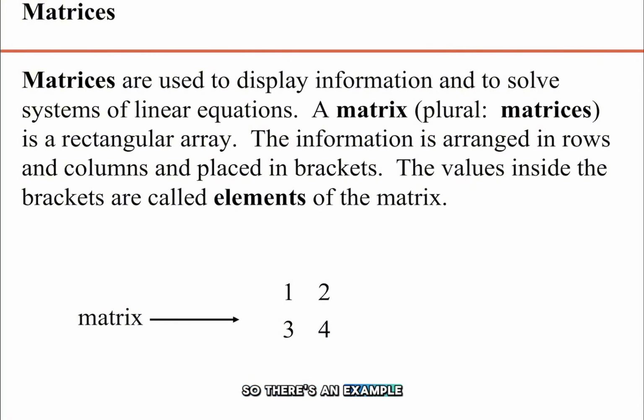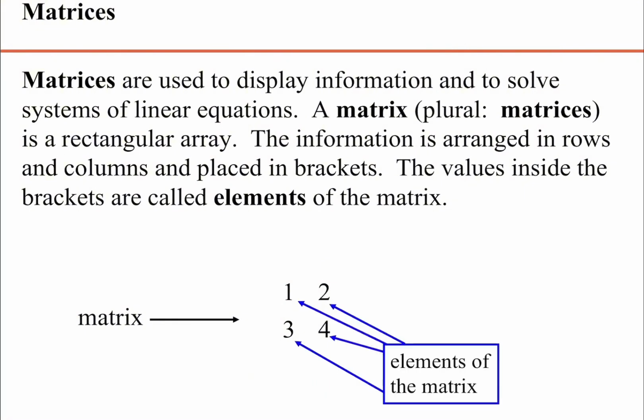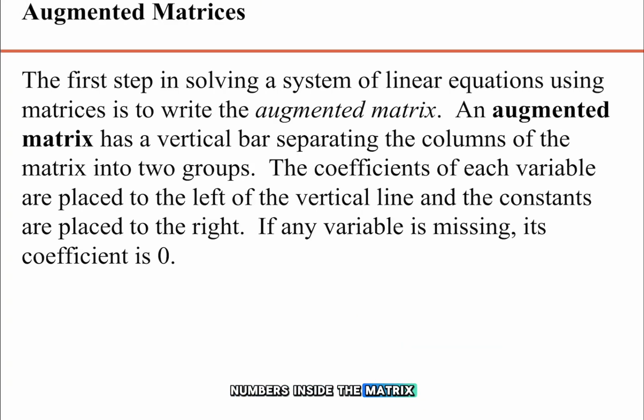So there's an example, and the arrows are pointing to those. It does not always mean that there are numbers inside the matrix.